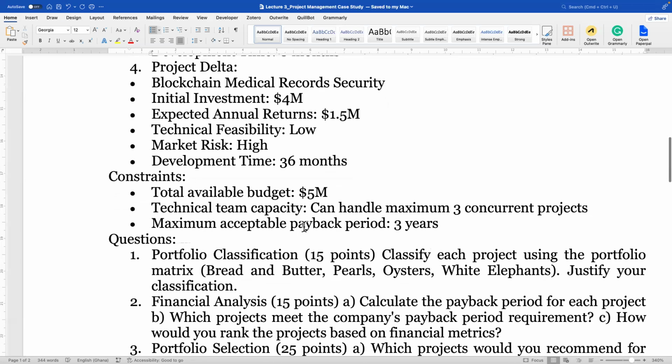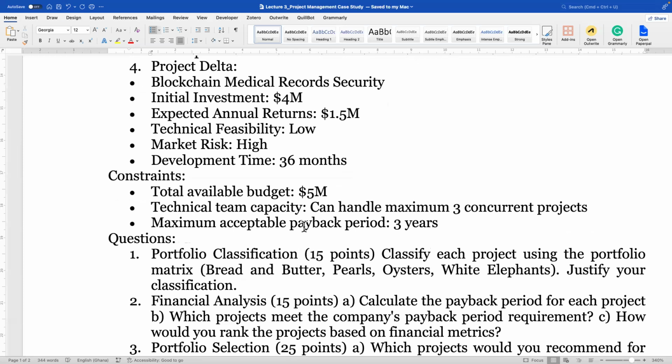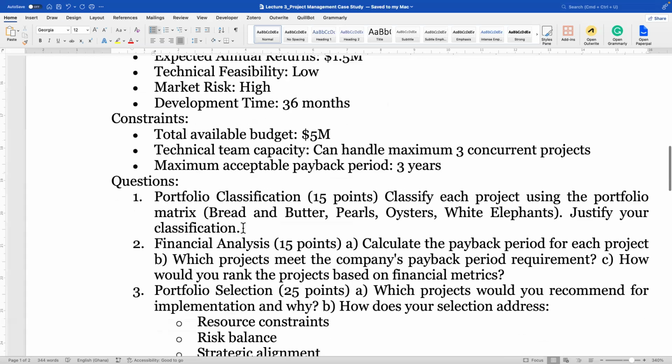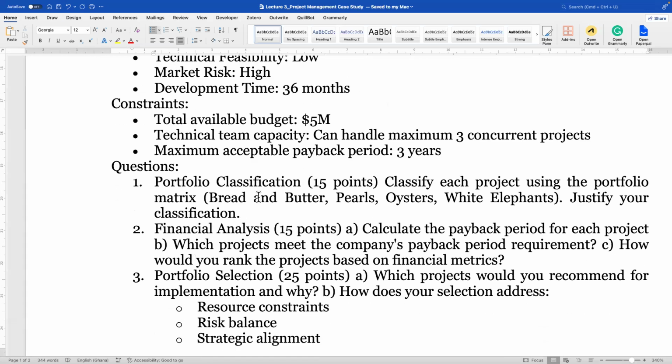And we are presented with some constraints. Total budget is 5 million. So it means that the mix of projects we have should consider the budget. The technical team capacity can handle a maximum of 3 concurrent projects. Maximum acceptable payback period is 3 years. Questions. Portfolio classification. Classify each project using the portfolio matrix: bread and butter, pearls, oysters, and white elephants, and justify your classification.